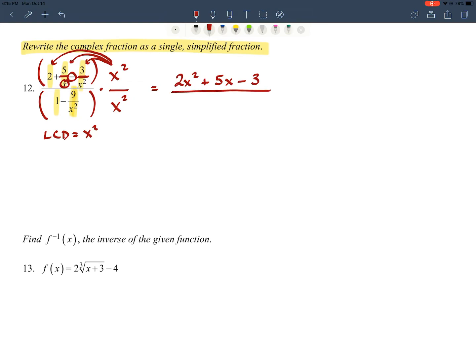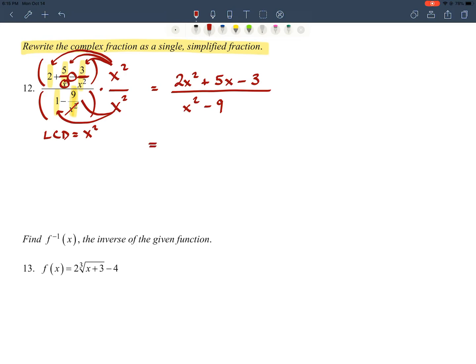On the bottom, same thing. X squared times positive 1 is just x squared. X squared times negative 9 there would be negative 9x squared, and then we would be able to cancel out because of the x squareds. So it would be x squared minus 9. And then after we have done that, we've cleared all the fractions within the fraction. So now we're just on to that simplifying step.